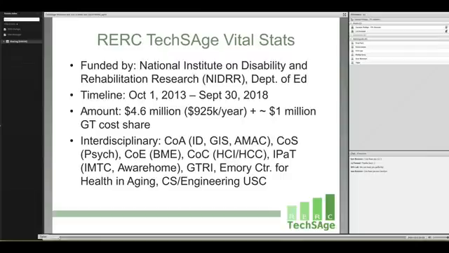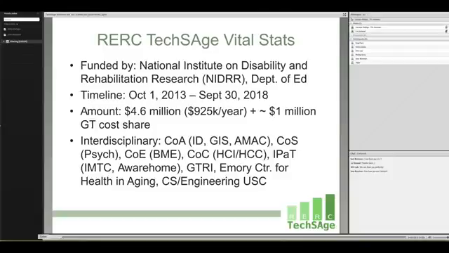So we wanted to give you more information about the TechSAge RERC, Rehabilitation Engineering Research Center. Here are some vital stats. This grant is funded by the National Institute on Disability and Rehabilitation Research. That's NIDR is the acronym. If you've heard NIDR, that's actually what it stands for. That's currently housed in the Department of Education on a federal level. They will be moving to the Health and Human Services under the ACL, which is the Administration for Community Living. But right now, this is where they're housed.